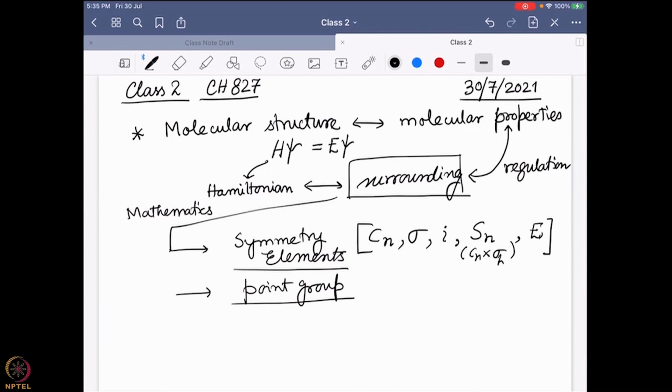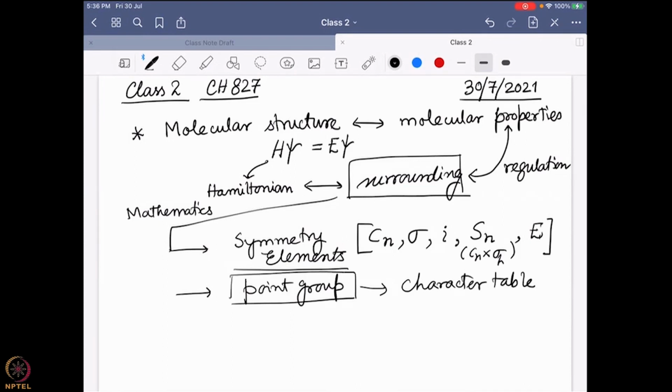If you have sigma v planes in a molecule where the principal axis of rotation is Cn, you have to have n number of sigma v's or nothing. So this kind of interesting relation exists between them because they follow the simple laws of mathematics. And when we combine them together, we find they can be termed point groups, and each point group can be defined in terms of a character table.